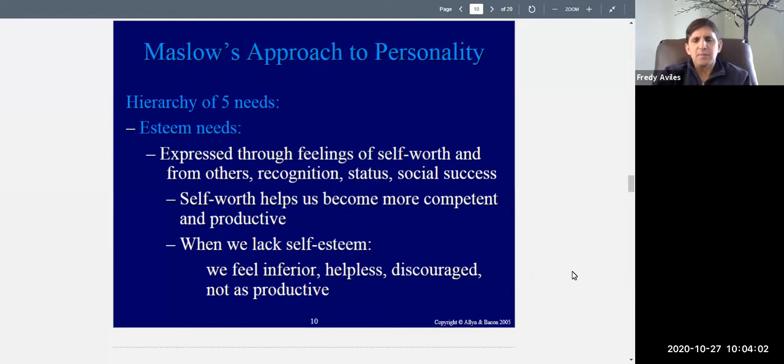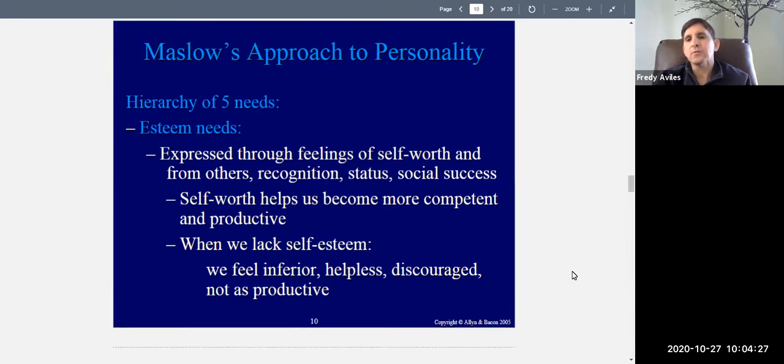Esteem needs, we're talking about those things that make you feel better when you have them. They're not necessarily necessary for survival, I would say, but you feel better when you have them. So esteem needs are expressed through feelings of self-worth, right? You feel more worthy, right? Self-worth comes from others, recognition from others, having more status, more social success.